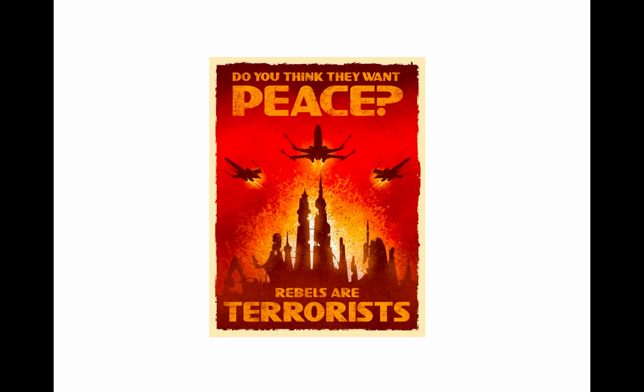So let's take a look here. Here's an example from Star Wars. "Do you think they want peace?" Again, "they" refers to the resistance here because you can see the three X-Wing resistance ships. And it says "rebels are terrorists." That's the name calling, right? They're literally saying that rebels are the enemy. Rebels can't be trusted. They cause terror. They cause destruction. The way the Empire is gaining support for this message is by making people hate or mistrust the rebels.